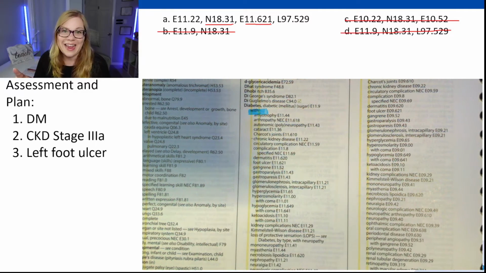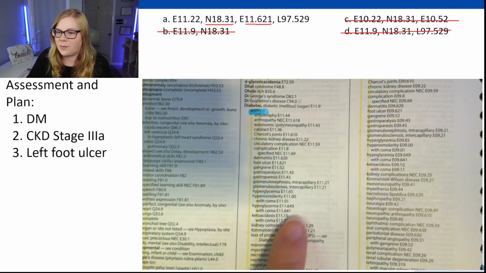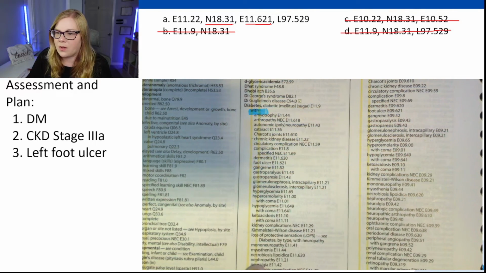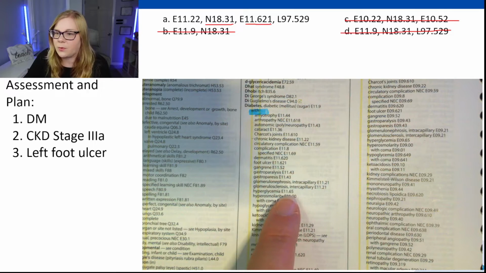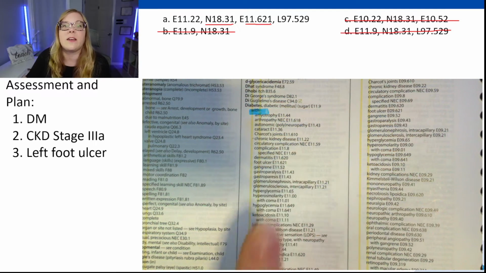The only thing we can't do is use E11.9 unspecified diabetes, and then also use a specified type, because it can't be unspecified and specified at the same instance, right? You can't say it was unspecified, but then also say, oh yeah, it was diabetic nephropathy, because that's a specified type, right? But you can use diabetic nephropathy, and you can use diabetic hyperglycemia and diabetic gangrene if the patient has all of those conditions.